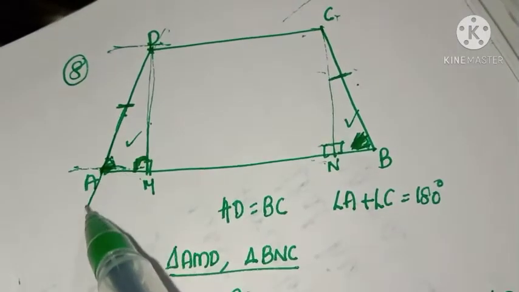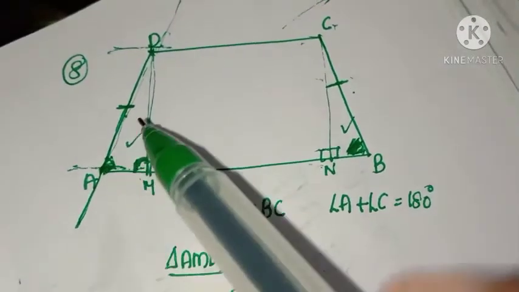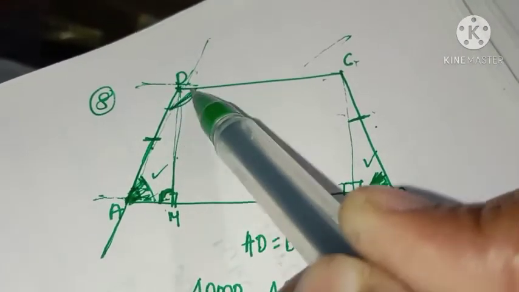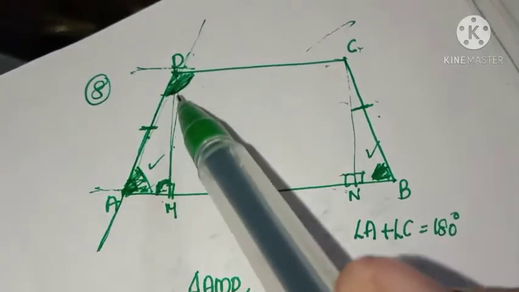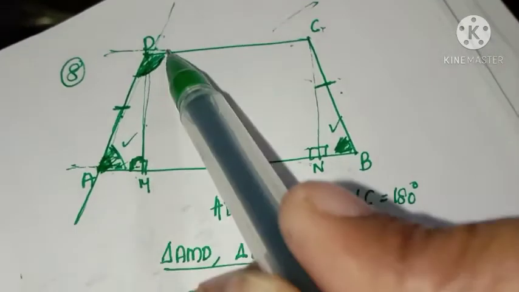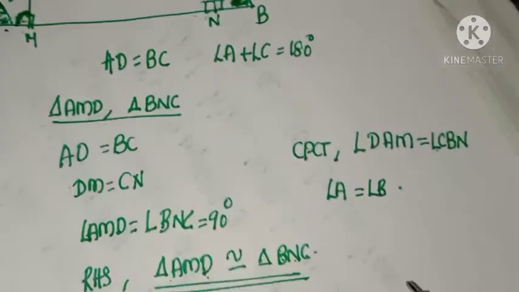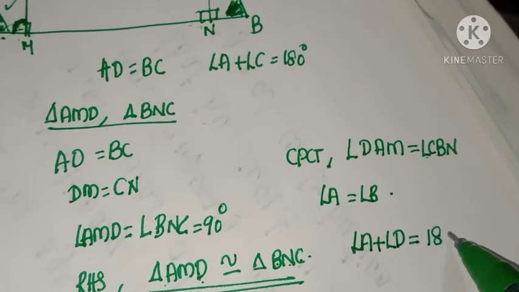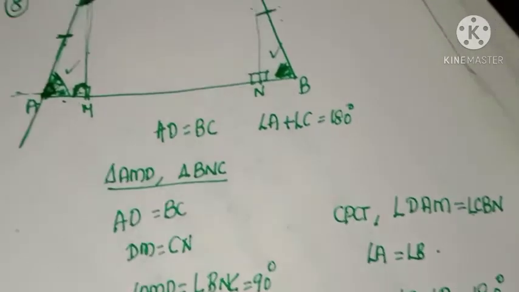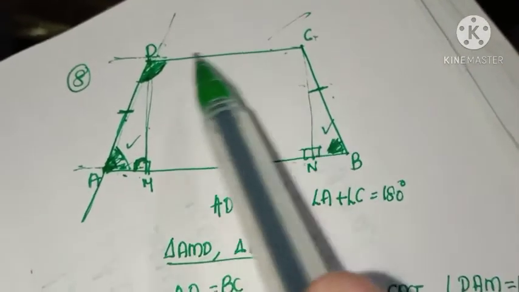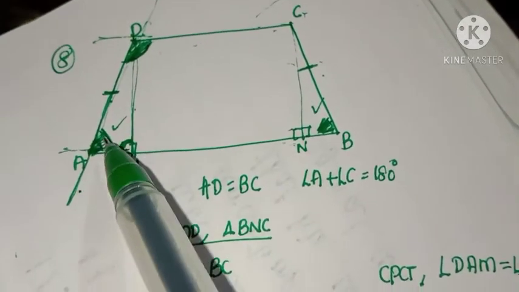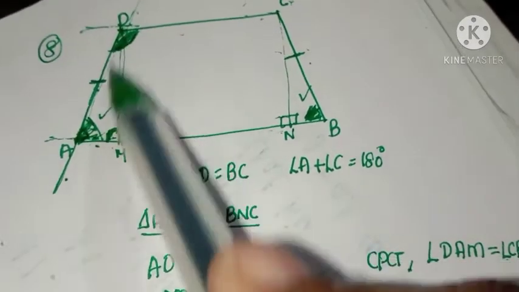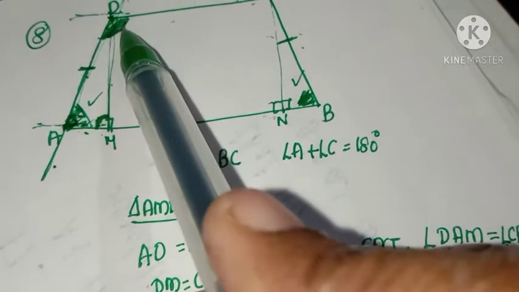AD is a transversal, isn't it? Therefore, angle A and angle D are angles that lie on the same side of the transversal. Therefore, they are supplementary. The sum of the angles is 180 degrees. Is that clear? AB and CD are parallel. AD is a transversal. Therefore, these two angles are co-interior angles. Angles lie on the same side of the transversal. Therefore, their sum is 180.